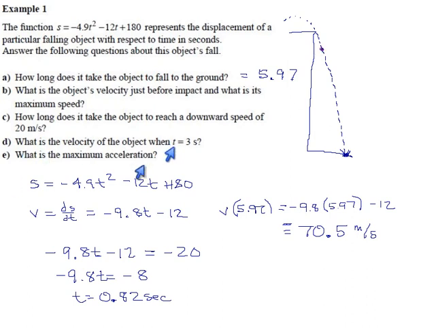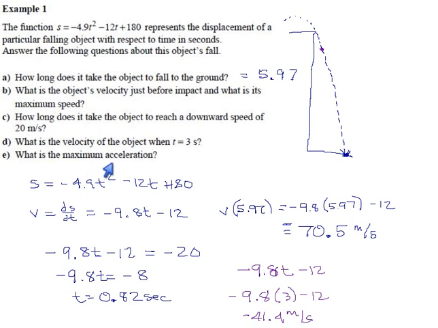What's the velocity when time is 3? Well, we've got our velocity equation. We can use it all day long. Minus 9.8t minus 12 is the velocity. And they're saying when at 3 seconds, the time is 3. And we get 9.8 times 3, and then another 12. 41.4, negative 41.4, I should say, meters per second after 3 seconds of fall.